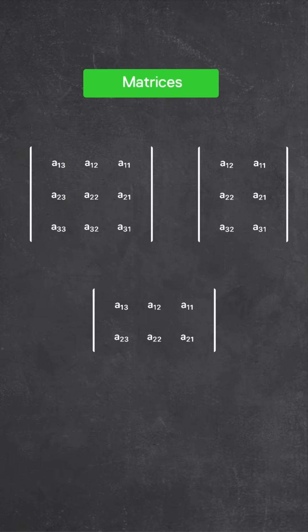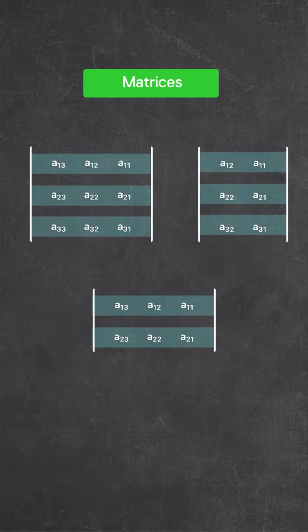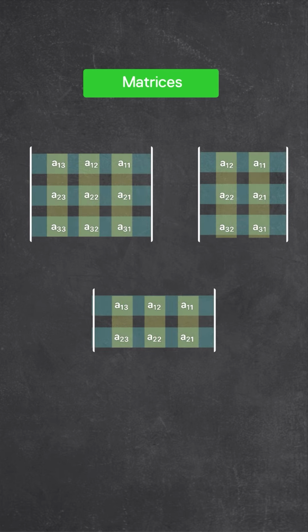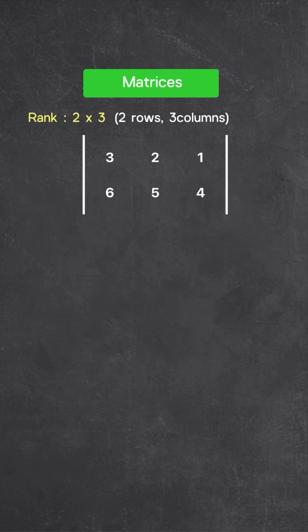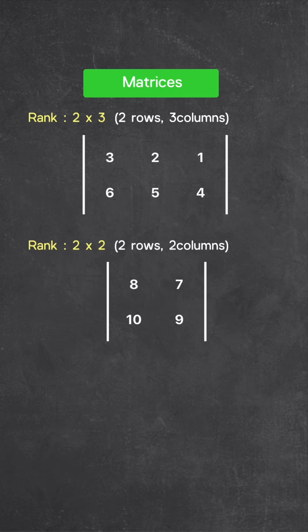Matrices are an arrangement of data in rows and columns. If we count the number of rows and the number of columns, we can determine the order or dimension of any matrix, which equals the number of rows times the number of columns. So here we have a 2 by 3 matrix. Here we have a matrix with 2 rows and 2 columns, meaning its order is 2 by 2.